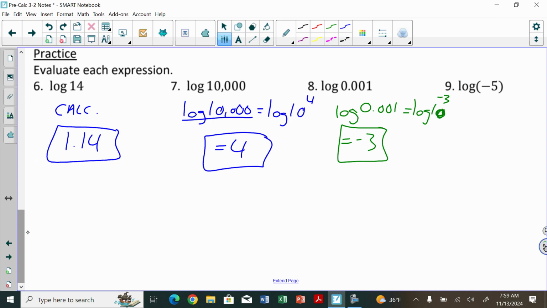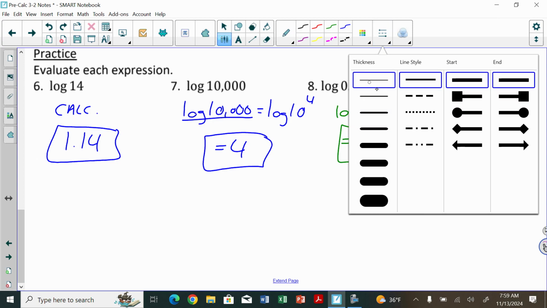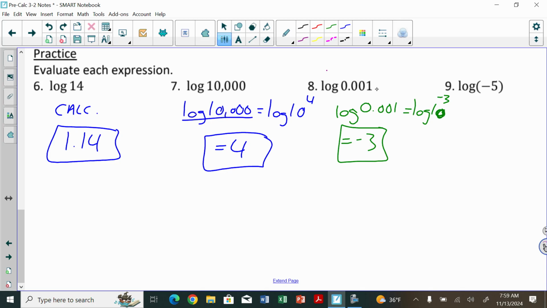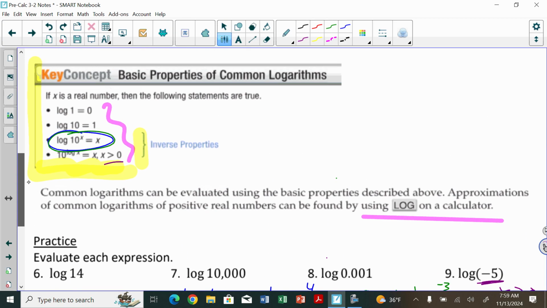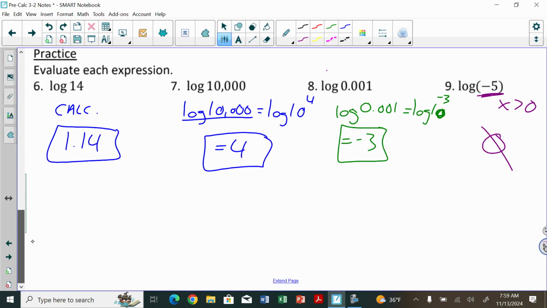And then finally, this one here, we don't have a special thing for it, but I guess what we'd say is x has to be greater than 0, which it's not. So there would be no solution here. So I guess there is a special case here. Remember, x has to be greater than 0. So we have no solution there.